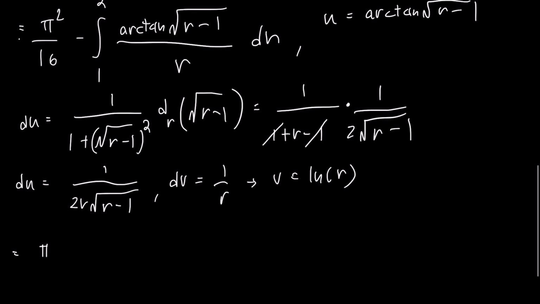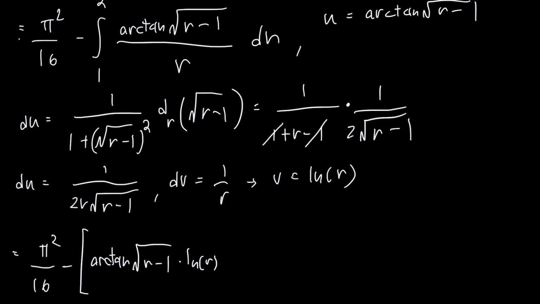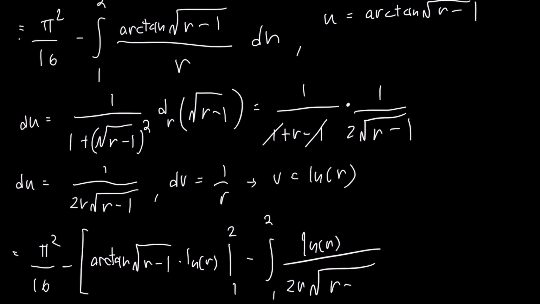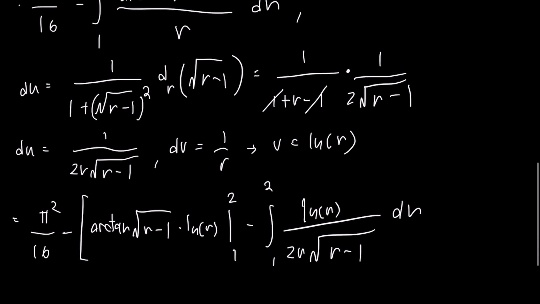So we're going to be left with pi squared over 16 minus brackets u times v, which is arctangent of the square root of r minus 1 times v, the natural log of r, evaluated from 1 to 2, minus the integral from 1 to 2 of v du. So we have the natural log of r divided by 2r times the square root of r minus 1 dr.